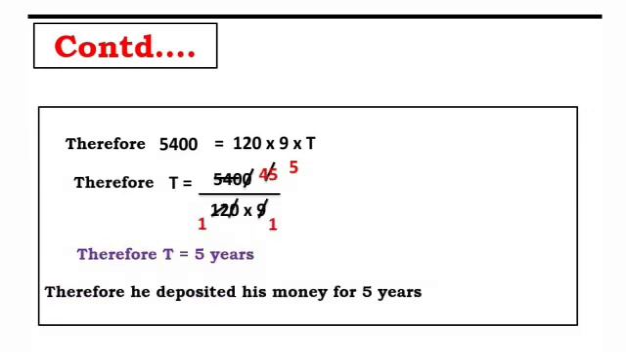So now after cancellation, you will get 5,400 is equal to 120 into 9 into T. Now this 120 into 9, when it goes to your left hand side, it gets converted into division. So therefore T is equal to 5,400 upon 120 into 9. So after cancellation, your time, that is T, is 5 years. So he deposited his money for 5 years.